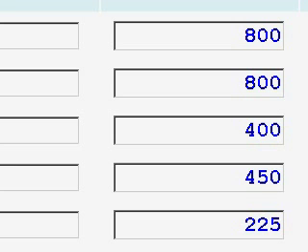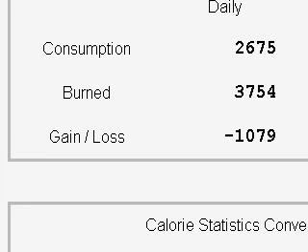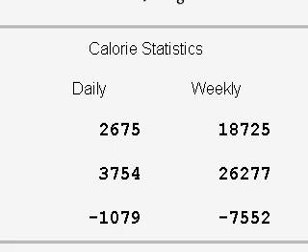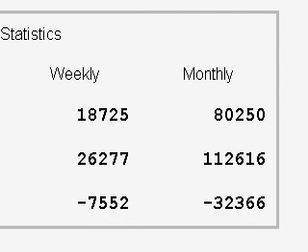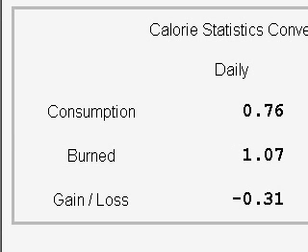So now that I have my exercise in, my calories in, I'll go ahead and check the box for the disclaimer. And now it gives me a couple of charts. The first chart tells me my calories consumed, burned, and then a gain or loss. In this example, this guy's pretty active, so he's losing calories. So that means he would lose weight.